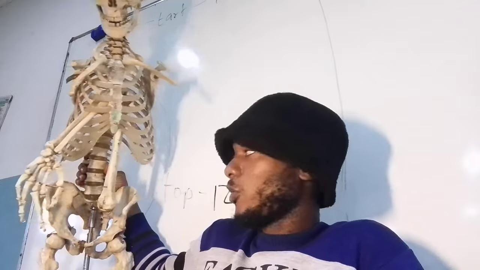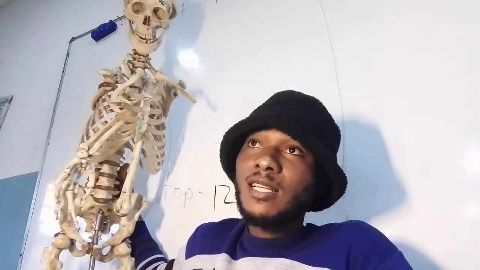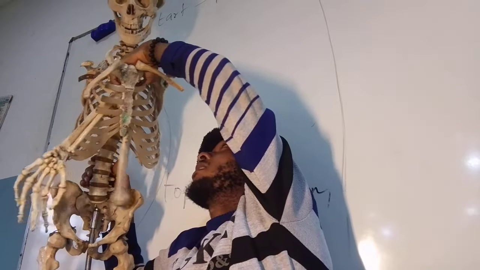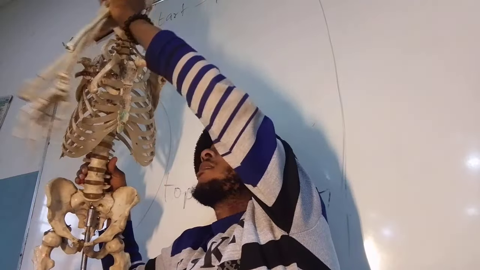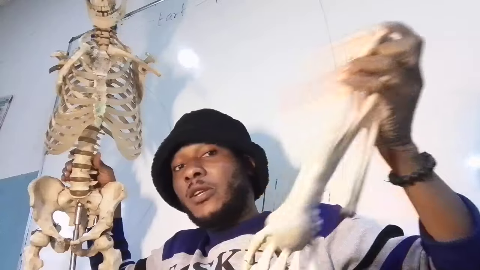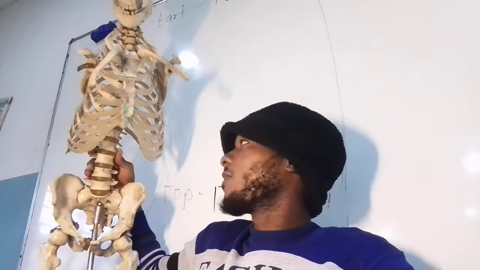So basically, let me just summarize what I've said. I said the skeleton is the bony framework of the body, and it has 2 types: the axial skeleton and the appendicular skeleton. The one you can detach is the appendicular skeleton, like this one, because it detaches from the body. But the one you cannot detach is the axial skeleton, which comprises the skull and the vertebral column.